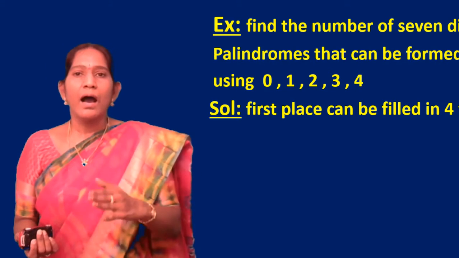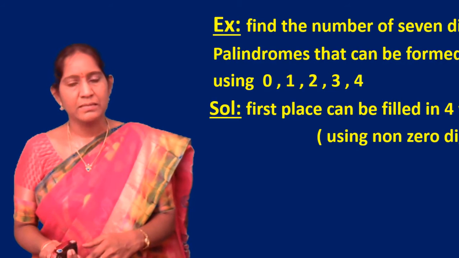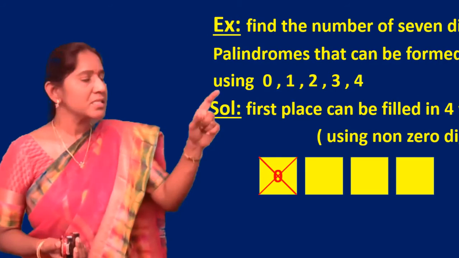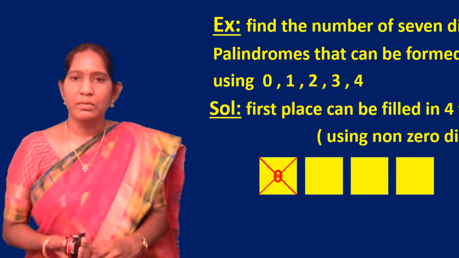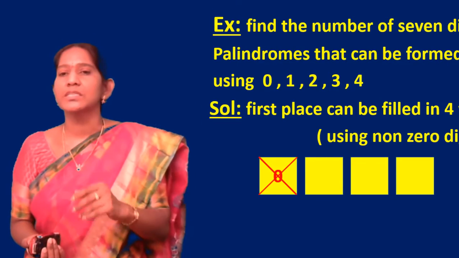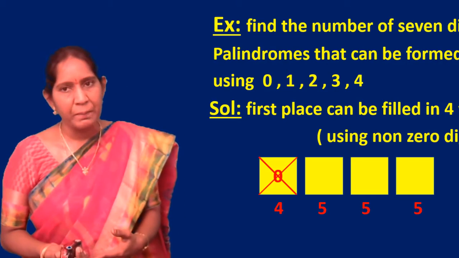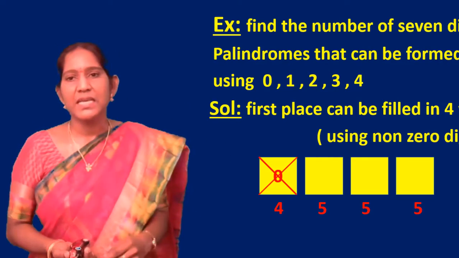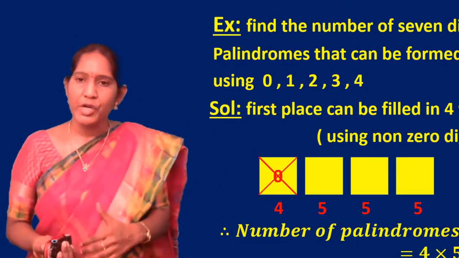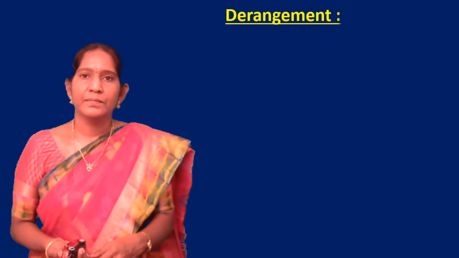Among the given digits there is 0. Since r is 7, take (r plus 1) by 2 places, that is, take 4 places. The first place cannot be 0, so it can be filled in 4 ways using non-zero digits. The remaining 3 places can be filled by the given 5 digits in 5 cube ways. Therefore, the number of palindromes equals 4 into 5 cube.